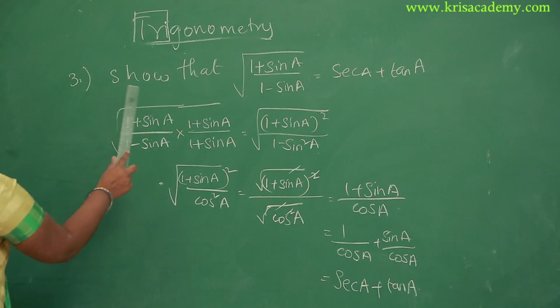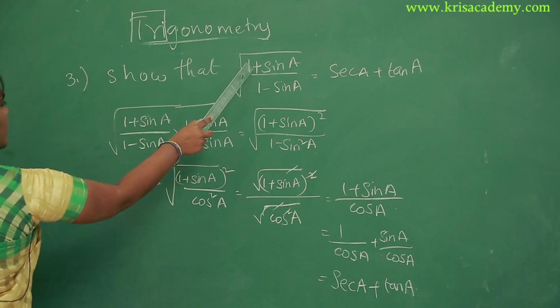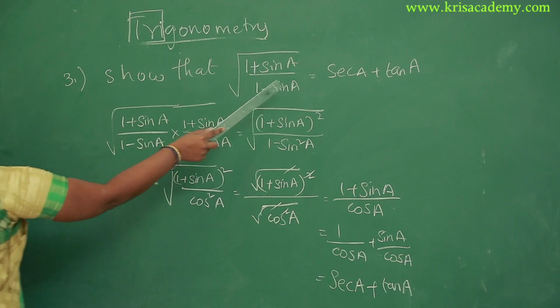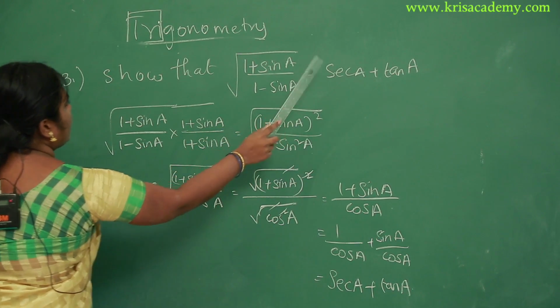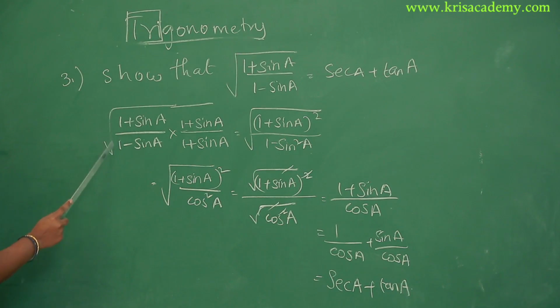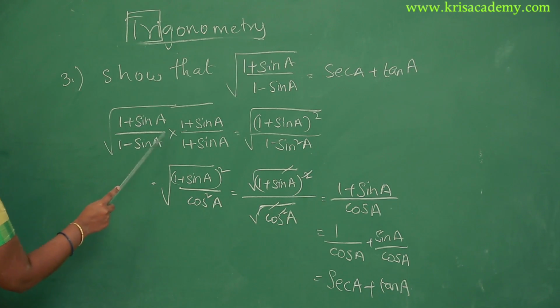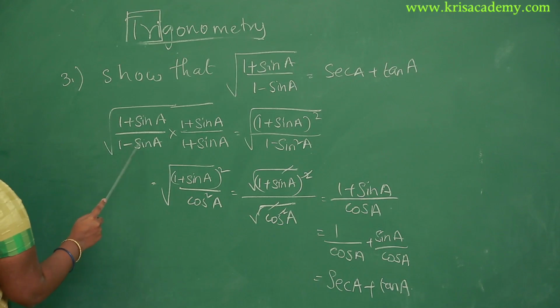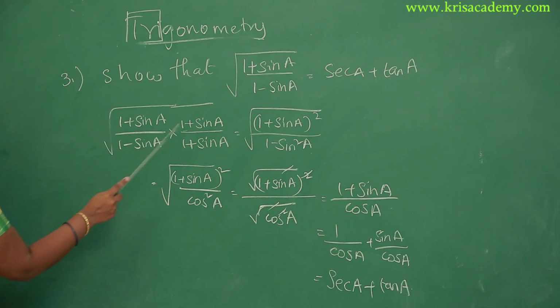Now the third problem: show that the square root of (1 plus sin a) by (1 minus sin a) is equal to secant a plus tan a. Now take LHS, square root of (1 plus sin a) by (1 minus sin a). Same, this also we multiply by the rationalizing factor. For 1 minus sin a, the rationalizing factor is 1 plus sin a. Multiply both numerator and denominator.